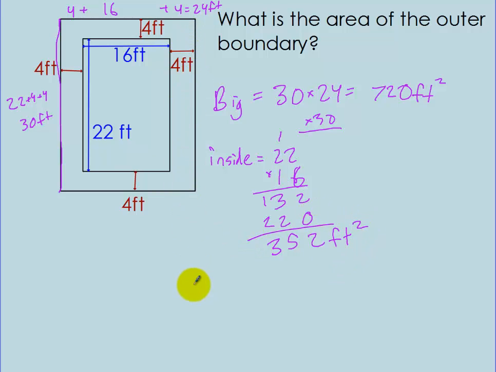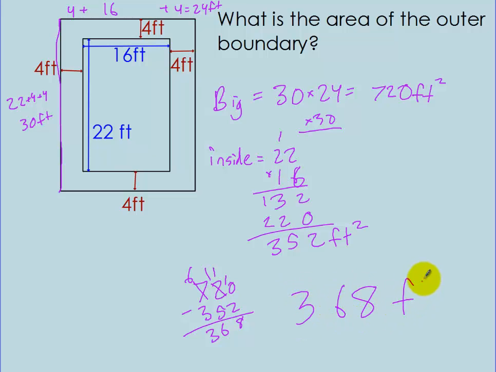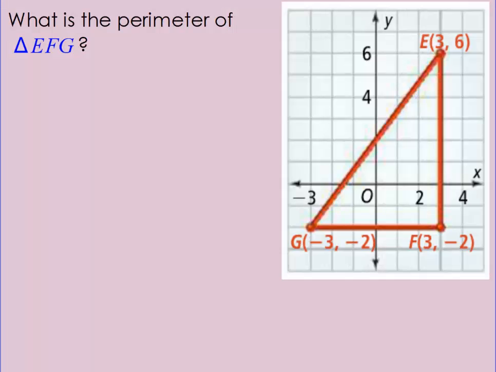So to find the overall area of the boundary, it's going to be 720 minus 352. And this comes out to 368 feet squared. That's our area.